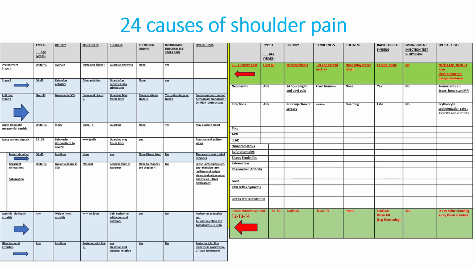From my long experience, I can divide the main causes of shoulder pain into 24. 5 of them are causes in the shoulder causing radiating pain to the cervical spine or to the spine, and 2 of them are actually from the spine to the shoulder, which is from the neck and the costal transversal joints.